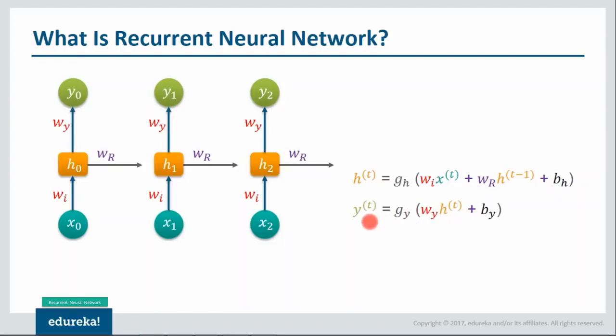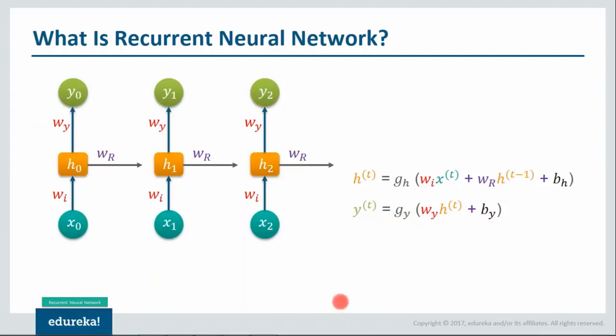Similarly, in the next timestamp, that is at time t equals 2, we have input x2. We need to figure out what h2 will be. So we'll multiply the weight matrix Wi with x of 2, plus Wr into h of 1 that we got here, plus bh, and pass it through a function g of h to get h of 2. From h of 2, we'll calculate y of 2: Wi into h of 2 plus by, that is the bias, pass it through a function g of y to get y2.